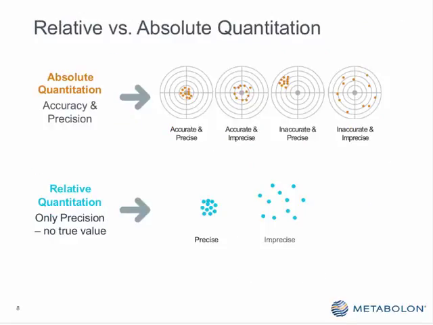I'm sure everyone's familiar here with how accuracy and precision work, but this just goes a little step above and says that in the targeted assay group, we're doing absolute quantitation. So we really need to hit that concentration on the target and hit it consistently. On the platform side, we're looking at relative quantitation. So there really is no target. There really is no true concentration. We're really just looking at precision at that point.